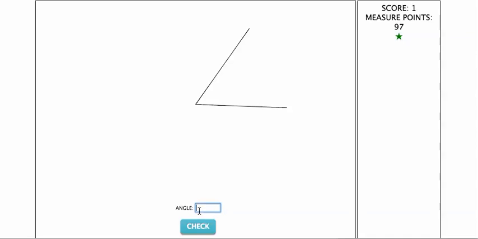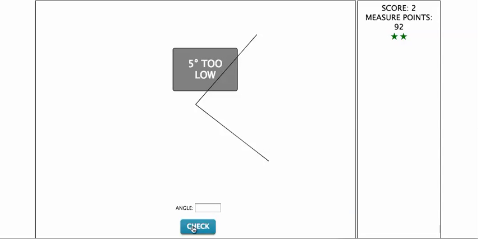So this one looks to be almost about half of a 90-degree angle, maybe a little more. Let's go with 51. Click check. 5 degrees too low, so it was 56, but still a good guess. I got my second green star, and I still have 92 measure points to play with.